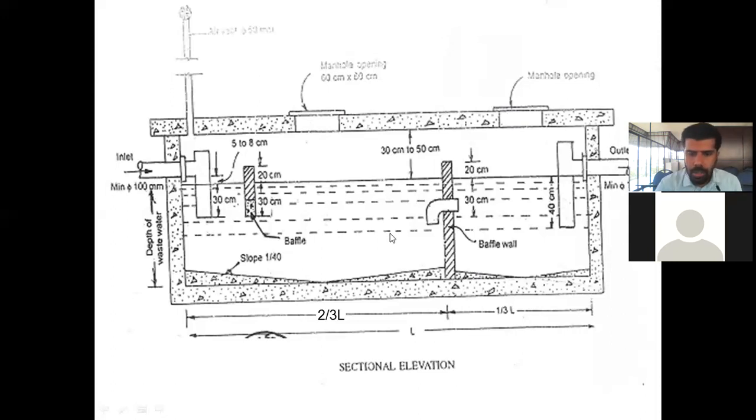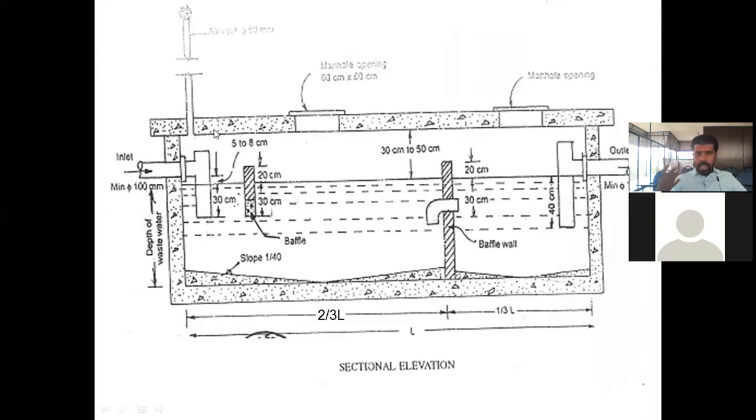So you can see this is the 2/3 of the length. This is the 1/3 of the length. This should be the 1/5 of the length. This is the total length. This is the height, and you have to give an air vent also. You can see here, this is the air vent. An air vent of 50 mm diameter would be enough. This is the section of the septic tank.